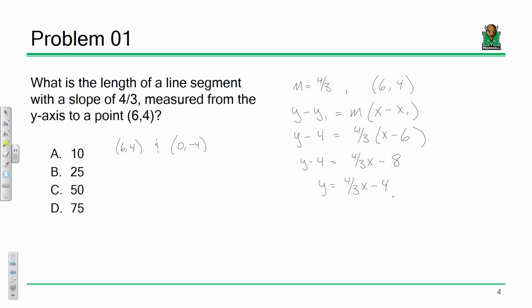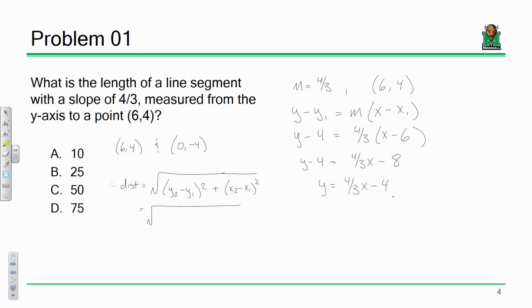Square root of y2 minus y1. There you go. Exactly right. So the distance is the square root of y2 minus y1 squared plus x2 minus x1 squared, right? It's just basically the Pythagorean theorem.